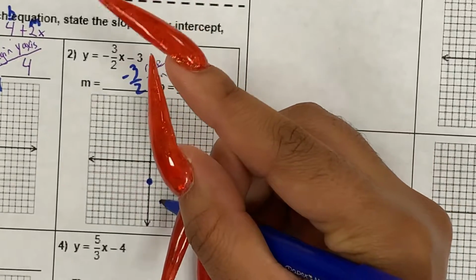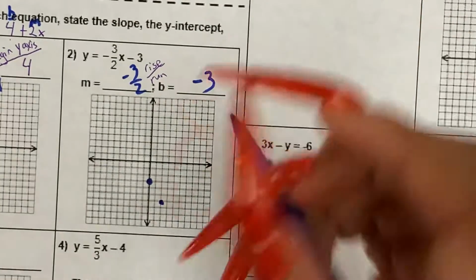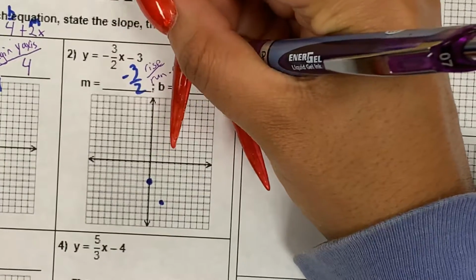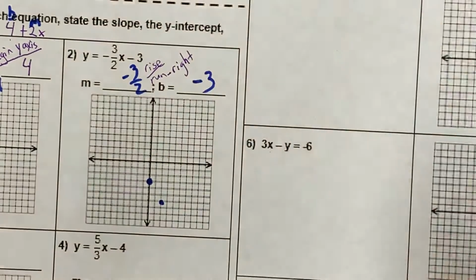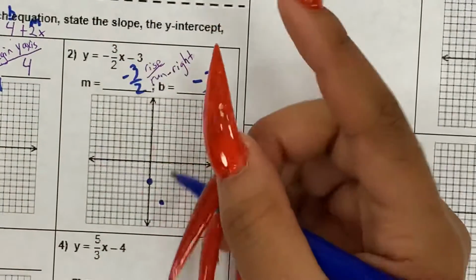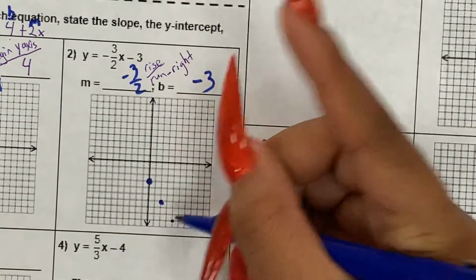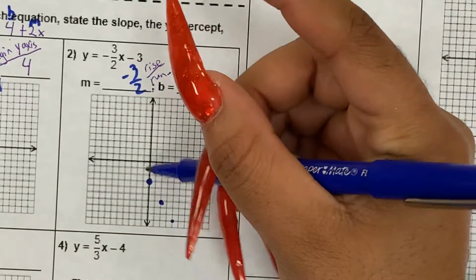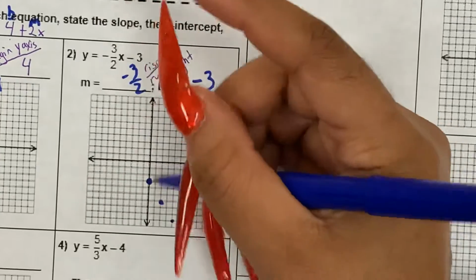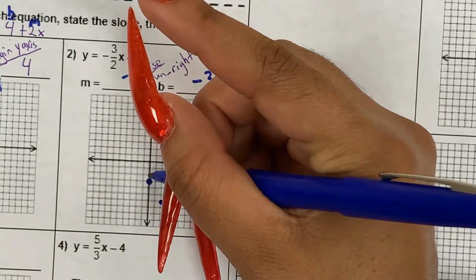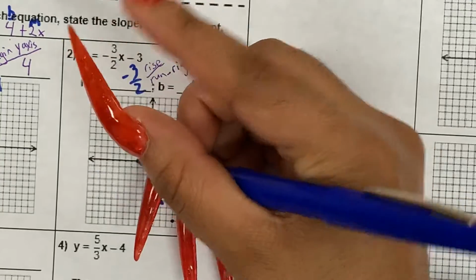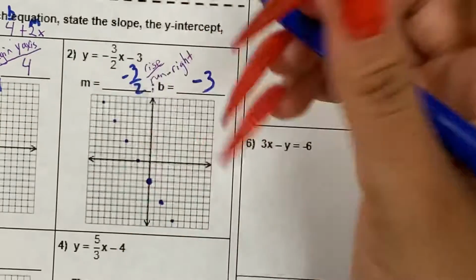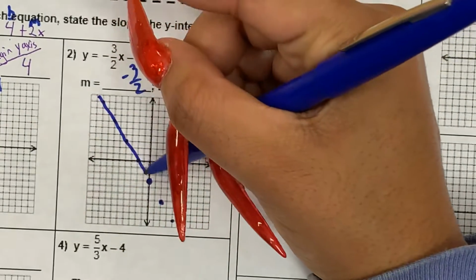Now, it does not matter if your slope is negative or positive. You always go right when you run. You always start off by going right. So down 3, right 2. Once you go right, then you're going to go left. Once you've filled in the right side of the graph, go left in the opposite direction. You're going to go up 3, left 2. Draw a line with 2 arrows.